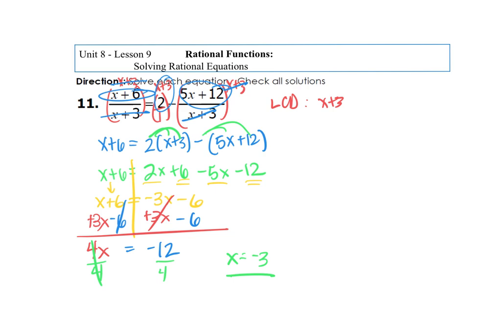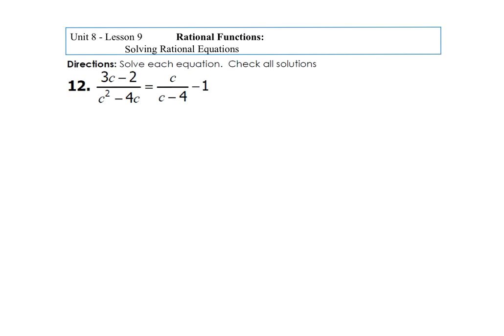Now, again, check. If I plug in negative 3 for either of these denominators, we get negative 3 plus 3, which equals 0. We are not allowed to equal 0. It was the only solution, so this is a no solution problem, since our only answer would create that undefined situation in the denominator. Okay, our last one, number 12.